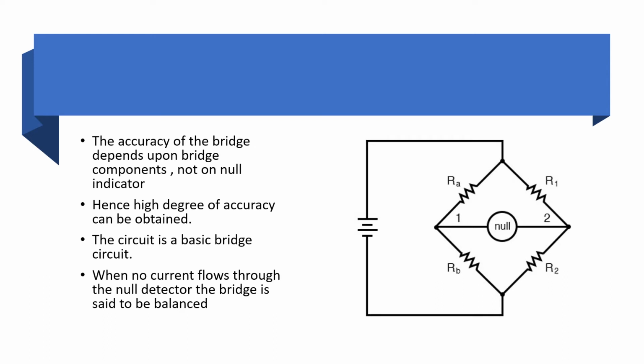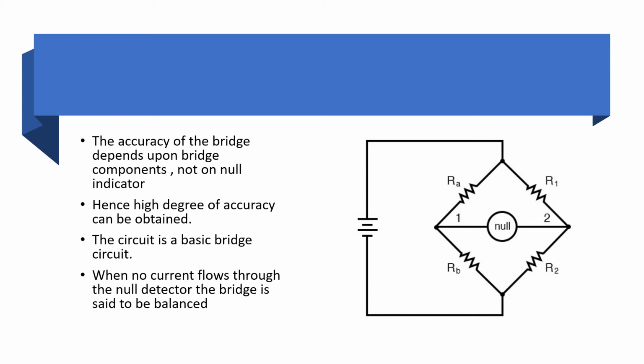Here is an example of a bridge in which it shows the four arms, the null indicator along with the excitation source. Here they have used the DC. The accuracy of the bridge depends upon the bridge components and not on the null indicator. High degree of accuracy can be obtained. The circuit of a bridge circuit is shown.